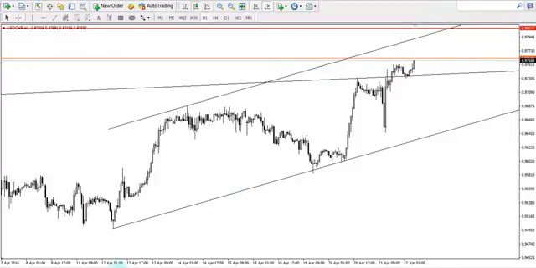Alright, so that's for dollar against Swiss franc. Just wait for price to reach 0.800 to look for a sell.